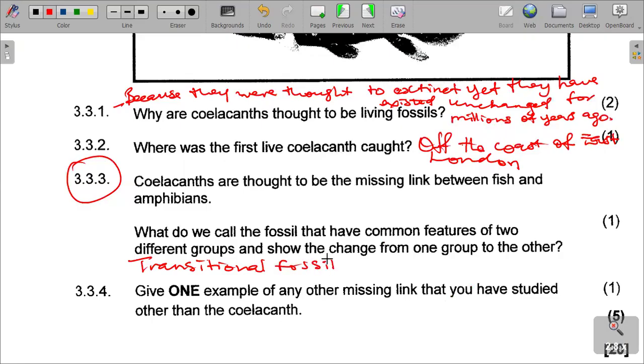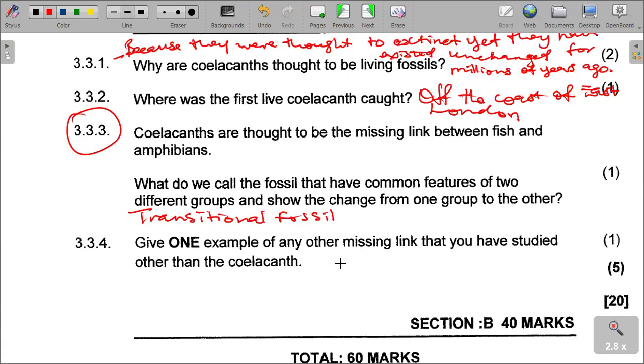It is an intermediate. It shows the characteristics of the former and the later. So it is called a transitional fossil. We also have that in hominids, which we can call a transitional organism, meaning it has characteristics of both the pre and post organisms that existed before and after it.